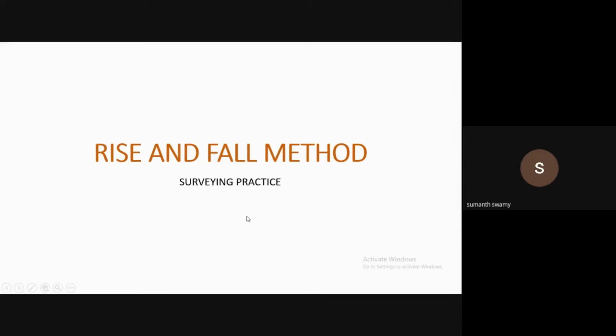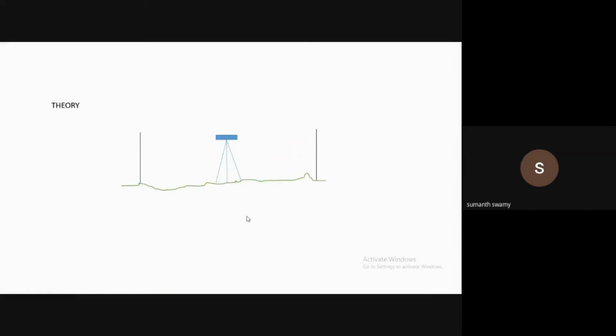Today I'm going to explain the rise and fall method to determine the elevation of various points in survey practice. Coming to the theory part, in the rise and fall method, the height of the instrument is not calculated, but the difference of level between two consecutive points is found by comparing the staff reading on the two points for the same setting of the instrument. The difference between their staff readings indicates a rise or fall according as the staff reading at the point is smaller or greater than at the preceding point.